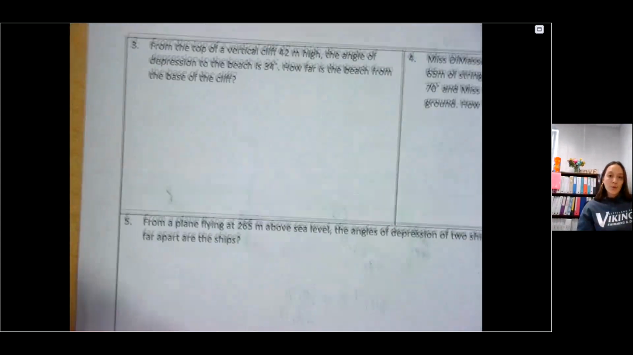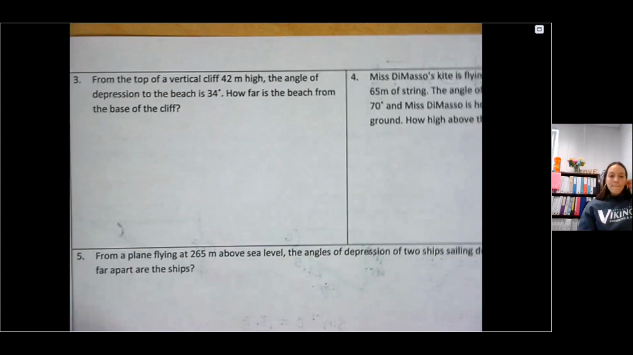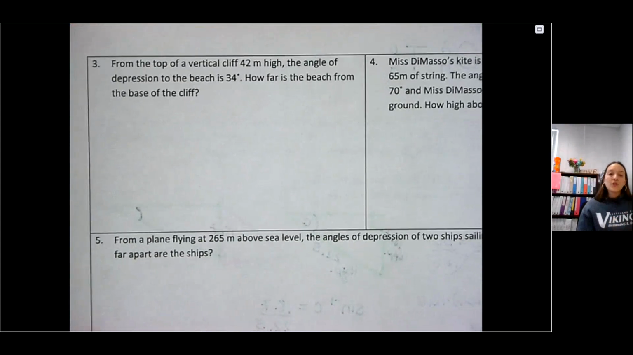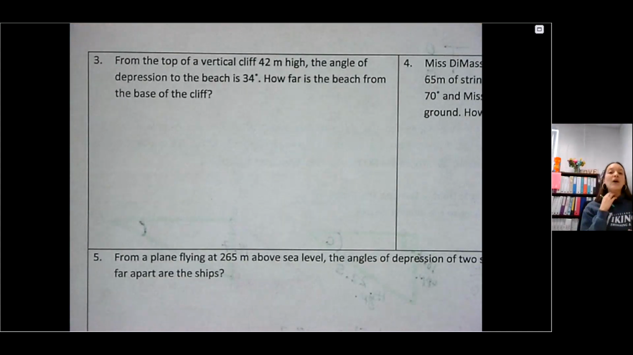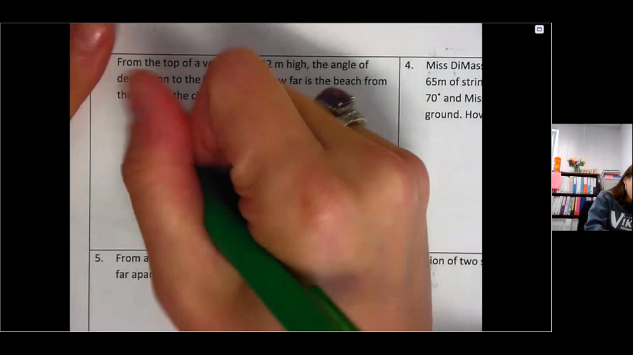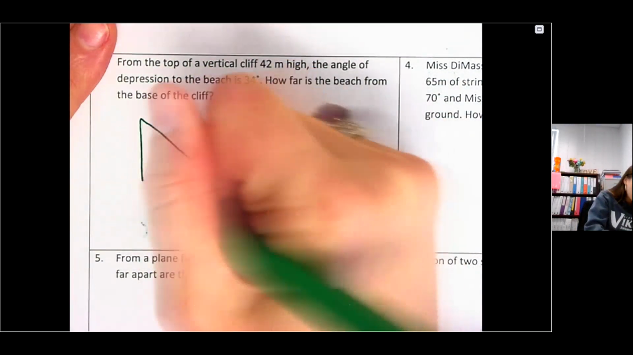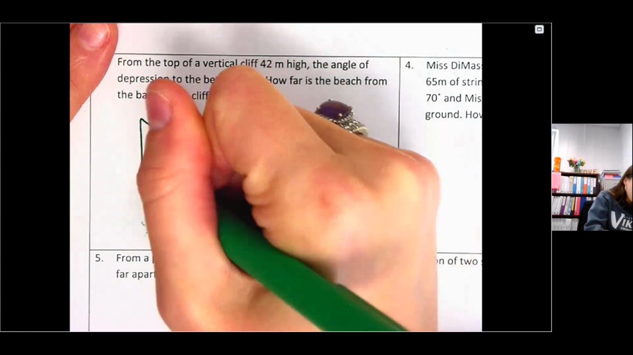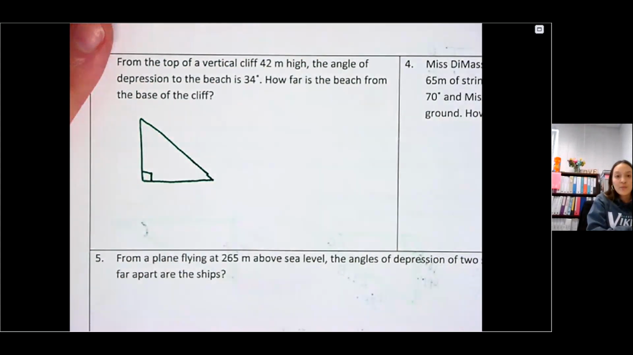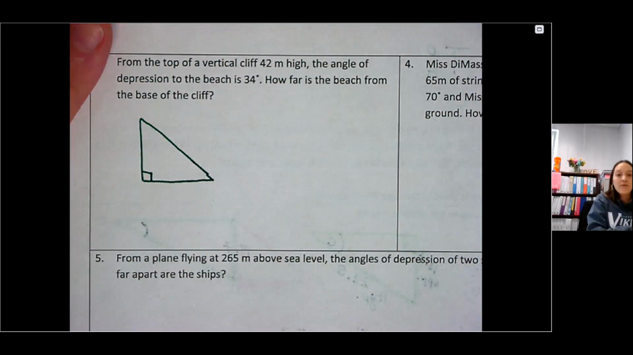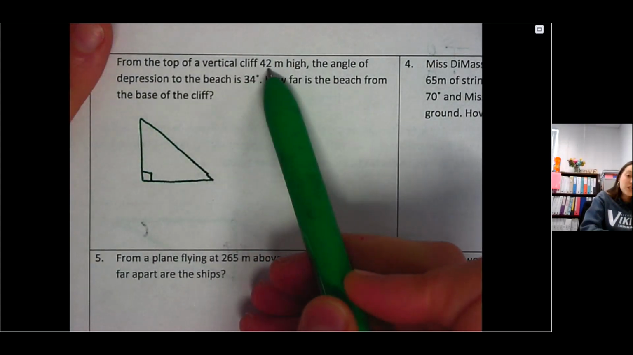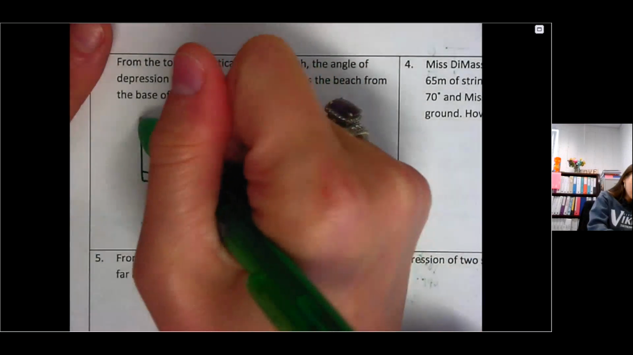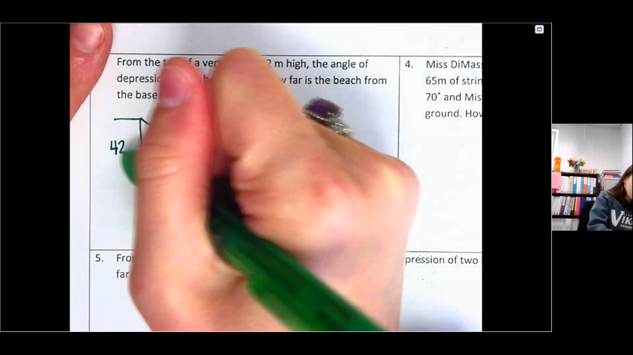All right, so let's do some word problems. From the top of a vertical cliff 42 meters high, the angle of depression to the beach is 34 degrees. How far is the beach from the base of the cliff? So we always start by drawing a right triangle, because all of these are right triangles. And then we are going to add in our info from here. So we're at the top of a vertical cliff and the cliff itself is 42 meters high. So this is your cliff up here. This is 42 meters.